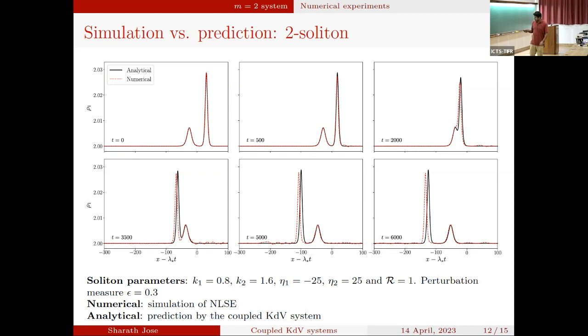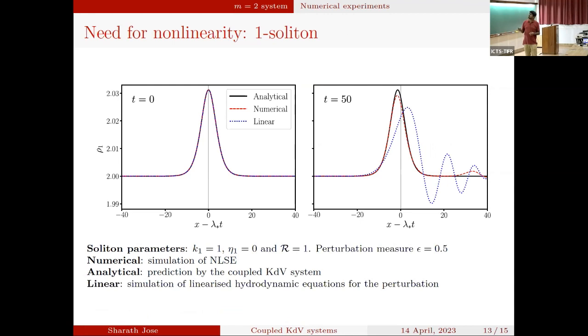If I had shown instead the comparison for the one soliton, the match would be even better. But I thought this would be a better illustration of the limitations and the benefits of our approach. So the second thing is, do we actually need nonlinearity?